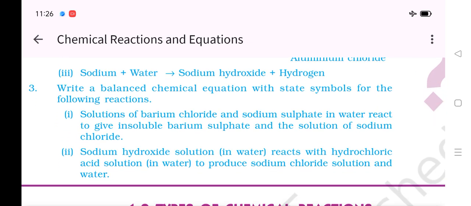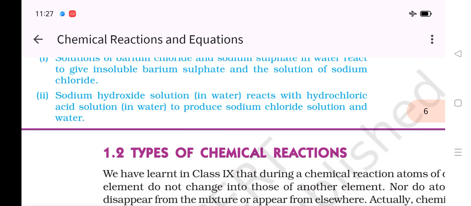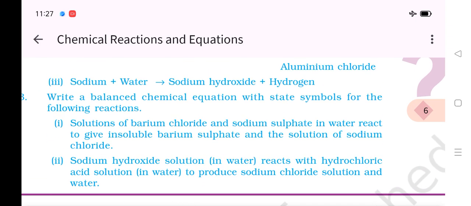Third question, write a balanced chemical equation with the state symbols for the following reactions. First one, solutions of barium chloride and sodium sulfate in water react to give insoluble barium sulfate and the solution of sodium chloride. Second one, sodium hydroxide solution in water reacts with hydrochloric acid solution in water to produce sodium chloride solution and water. So we'll stop this video here.